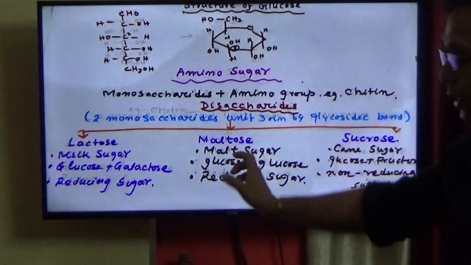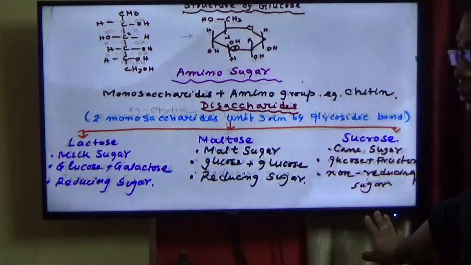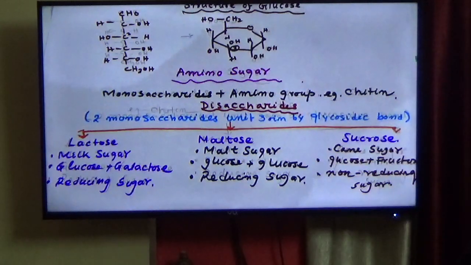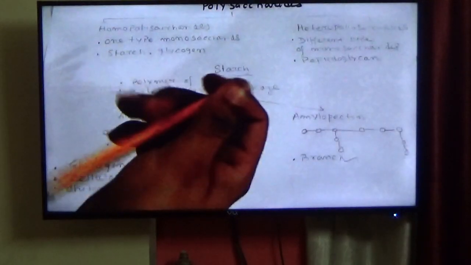Write the short note of lactose, write the short note of maltose, and the short note of sucrose. You write this information only, right? So this is a very important part of the disaccharides. Next, we discuss the polysaccharides.